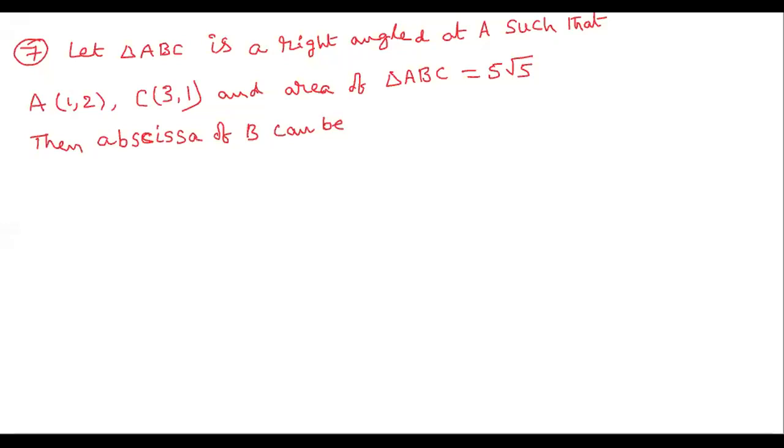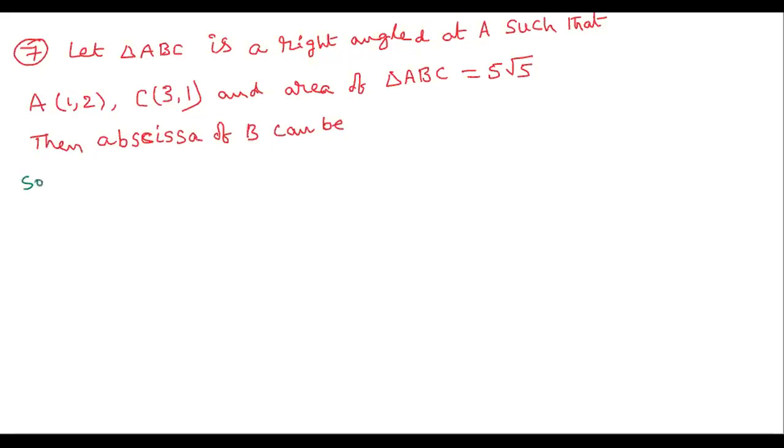Now I'm going to discuss the 7th question. Read the question, what they have given. The triangle ABC is right angled at A, such that A is (1, 2), C is (3, 1), and the area of triangle ABC is equal to 5 root 5. Then the abscissa of B can be. So we need to find the abscissa of the point B.